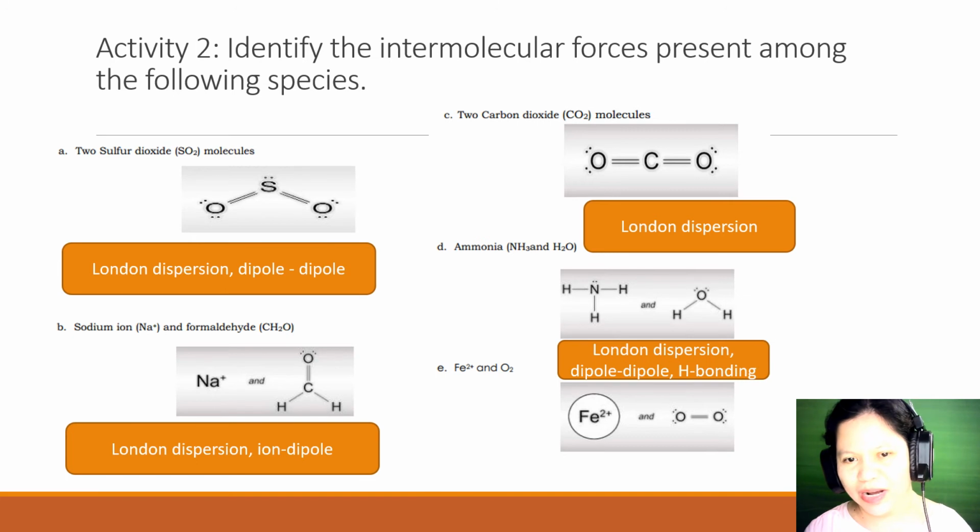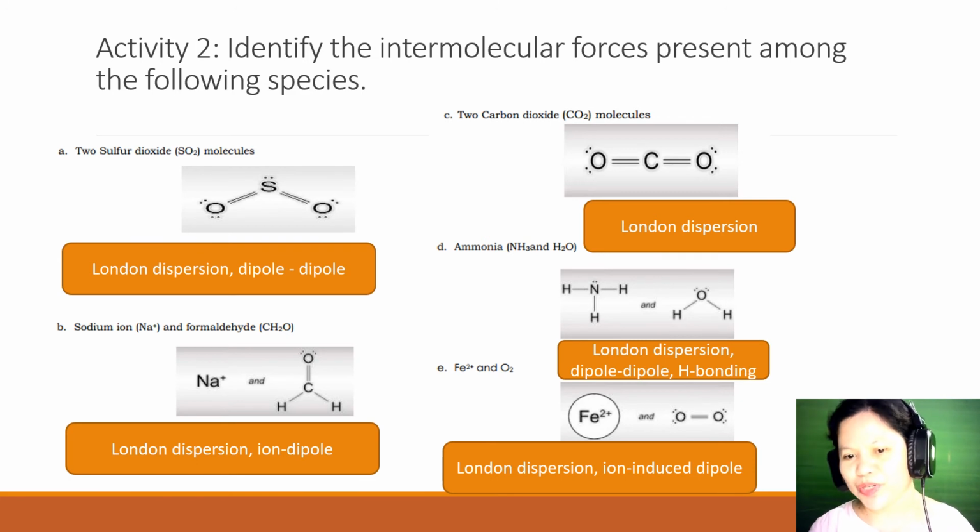Then letter D, you have London dispersion, dipole-dipole, and hydrogen bonding. So in short, in one compound, it might have two or more types of intermolecular forces of attraction. And then letter E, you have London dispersion and ion-induced dipole.